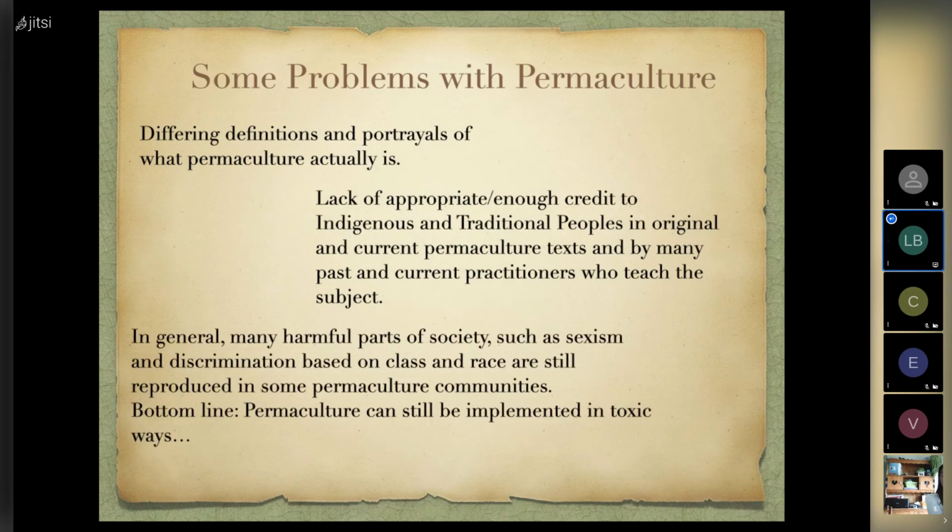Also, in general, many harmful aspects of society, such as sexism and discrimination based on class and race, are still reproduced in some permaculture communities. When I say communities, I mean courses or gatherings and stuff like that. The bottom line is that permaculture can still be implemented in toxic ways. Because the ethics and principles are really up to interpretation, if there are communities that are discriminatory, they can think that they're doing permaculture, but still be really discriminatory.